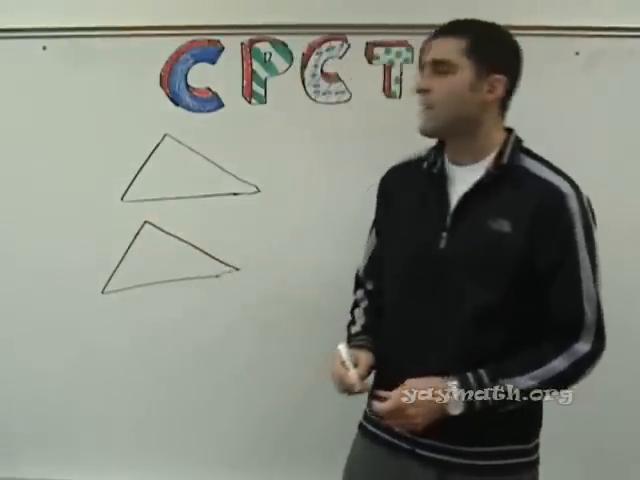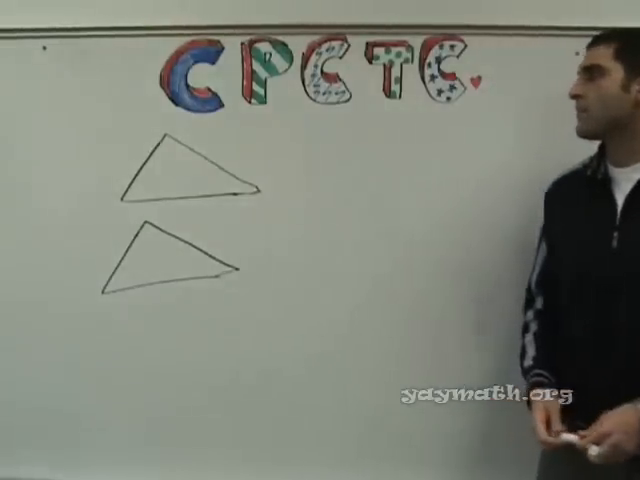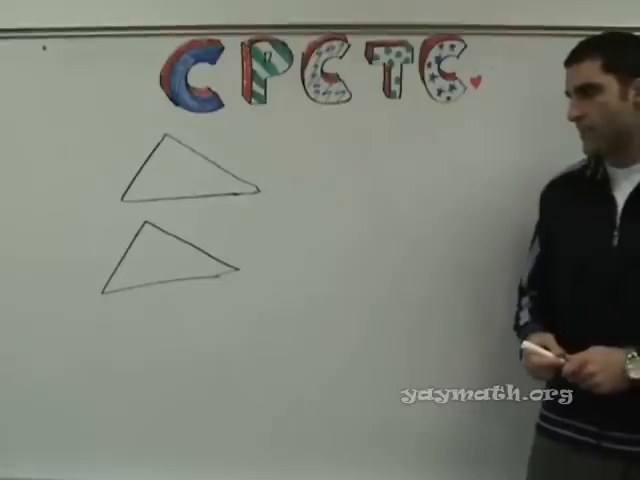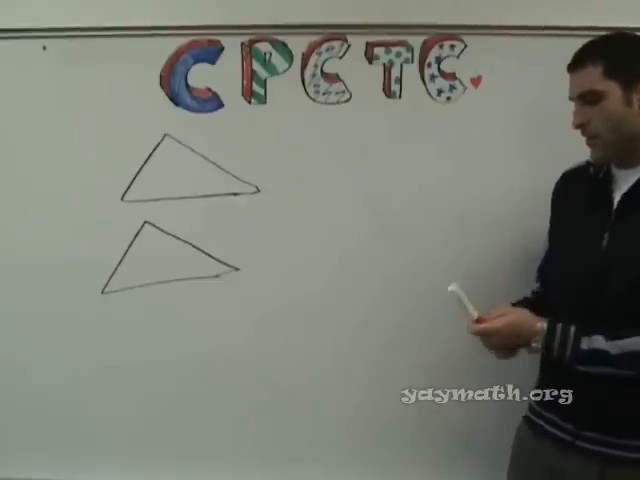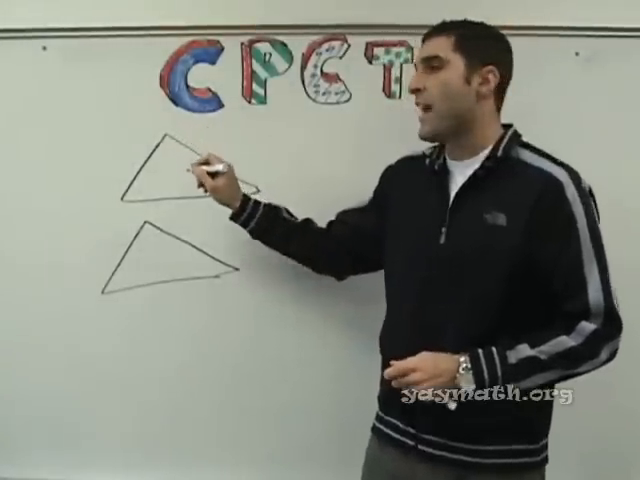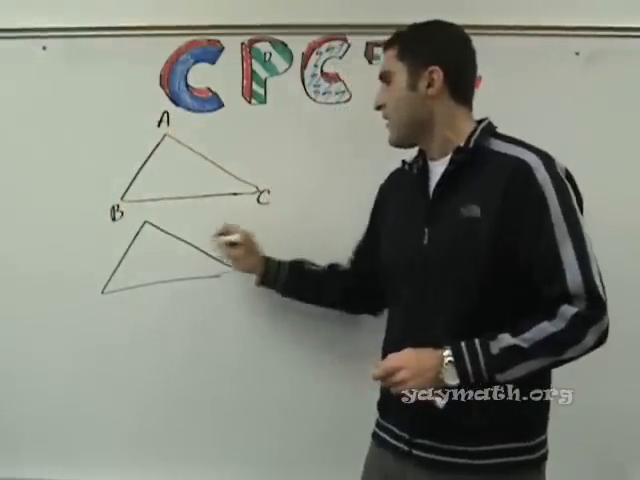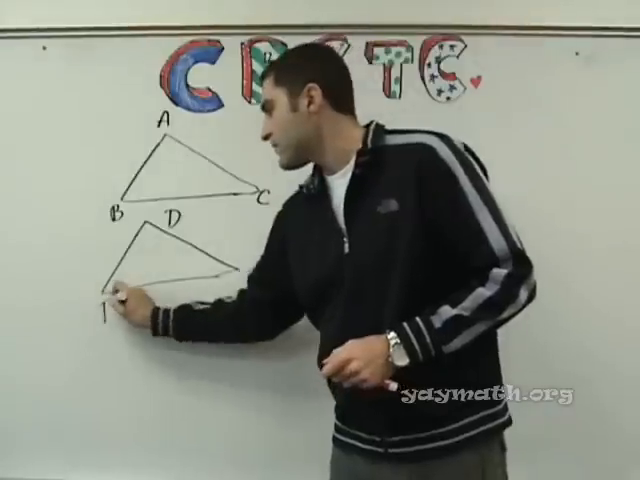Go like this. Kind of make them look the same. And we're going to go over some topics. So let's mark some letters here. I'm going to call these triangles A, B, C, and D, E, F.